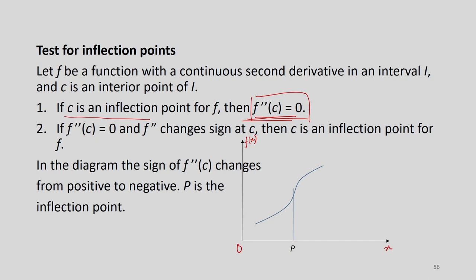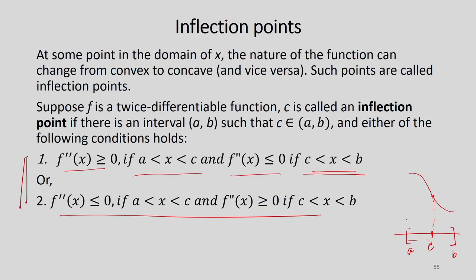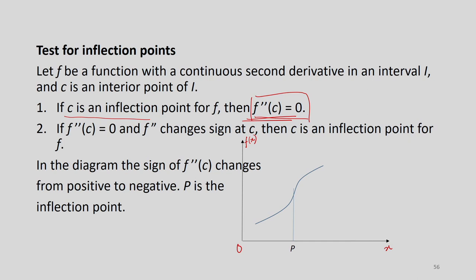That should have come to you intuitively, because if we go back to the first principle of an inflection point, then at c, the inflection point, the sign of the second derivative either changes from positive to negative or changes from negative to positive. That means at c there is a possibility that it is equal to 0. That is the intuition that we are applying here, because it is a twice differentiable function.